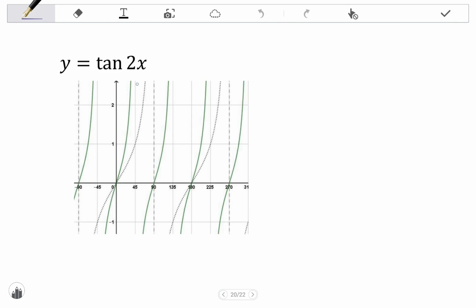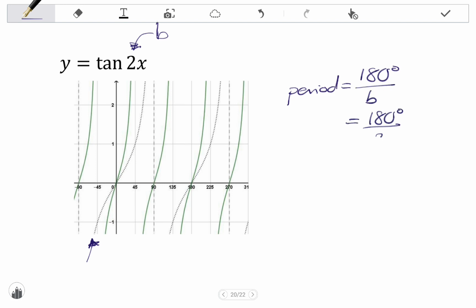Moving briefly to the tan graph, we have tan 2x in this case, which is represented by the green. What I have here is the dotted graph, faintly dotted. That is the original tan x graph. Now the coefficient of x here is 2, and remember the coefficient of x is our b value, which changes the period. So in this case, my new period would be 180 degrees divided by b, which is 180 degrees divided by 2, which is 90 degrees.